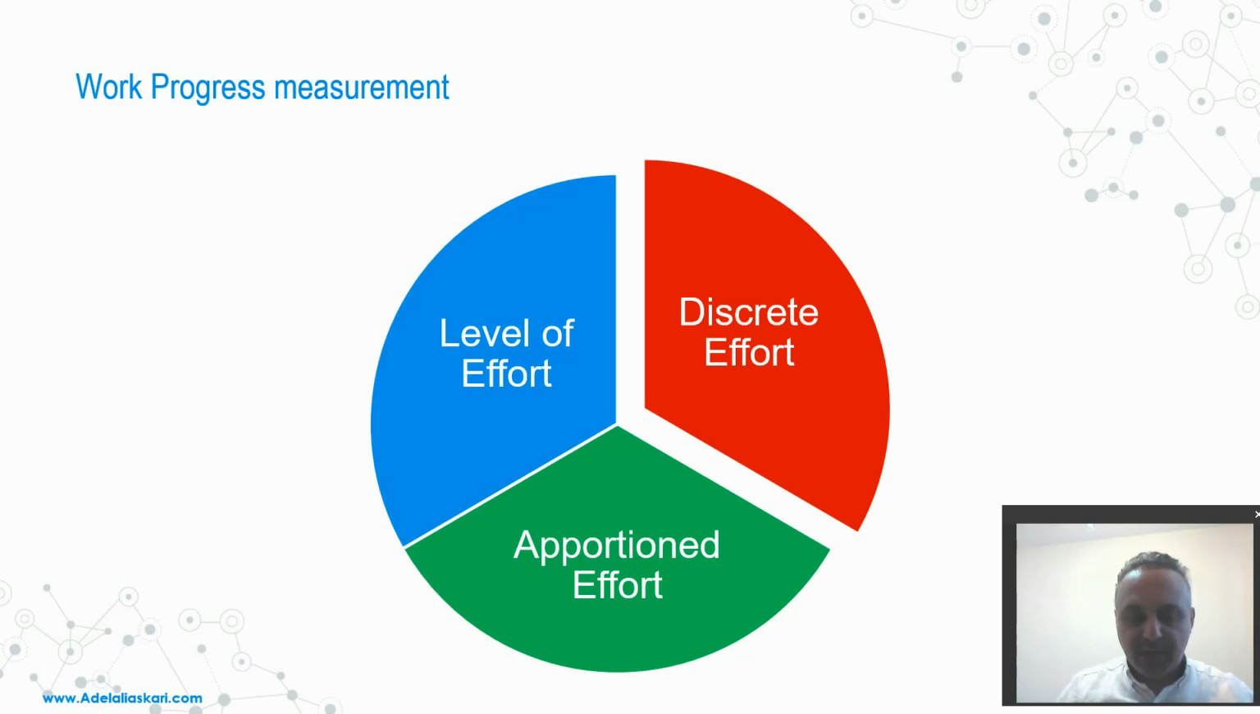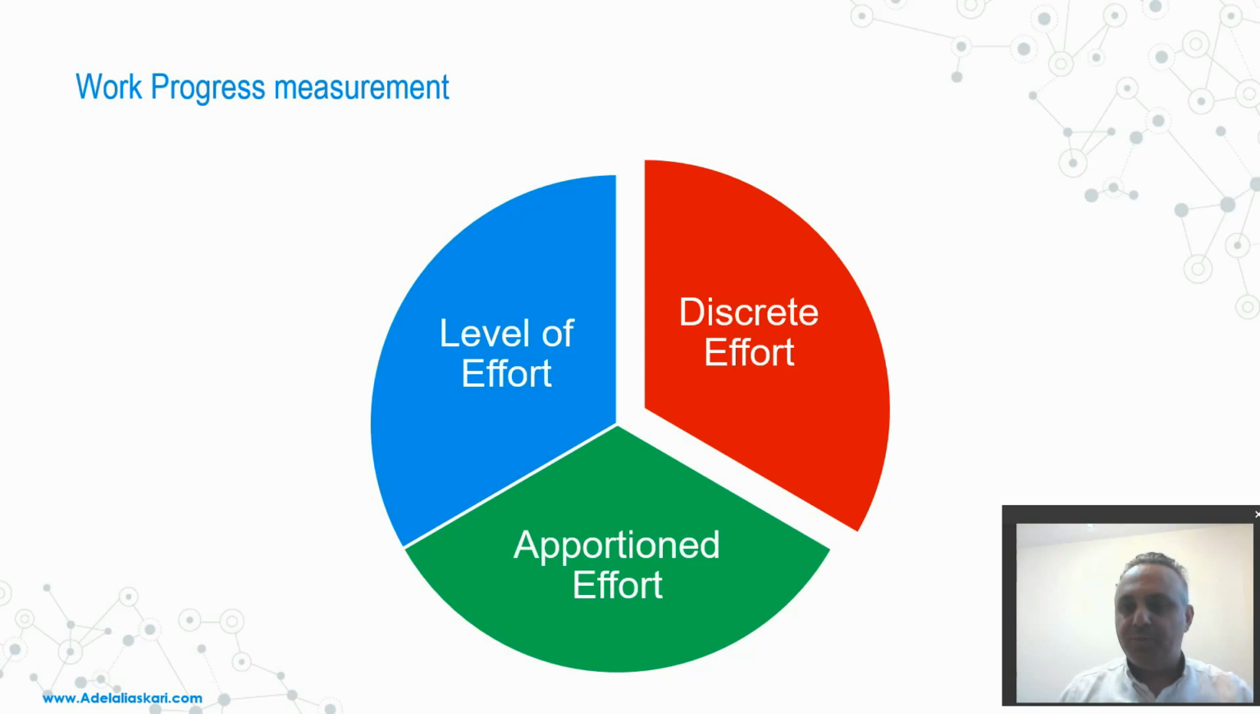Anyway, my reference for explaining this topic is the practice standard of earned value management issued by the US Project Management Institute, or PMI. This standard divides the methods of project progress into three main methods. As the first method, we have the discrete effort. As the second, we have the apportioned effort. And as the last one, we have the level of effort, applied to work packages or activities. The discrete effort is divided into another four sub-levels or sub-criteria to measure the project progress.